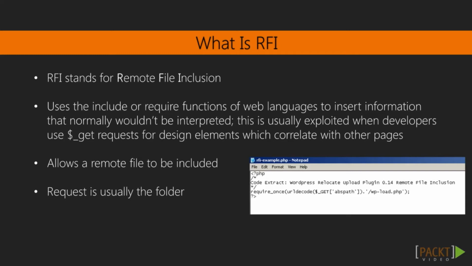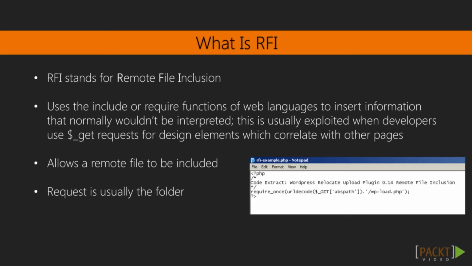I've got a screenshot here showing a remote file inclusion example from a recent exploit found in a WordPress plugin. So we have the folder here, and the user input, the GET request. What that allows us to do is define the protocol, and that's the biggest thing here: the protocol is used to define where the require should be.